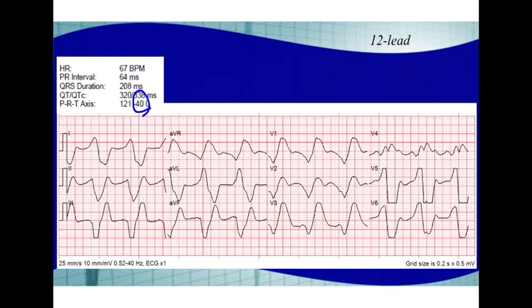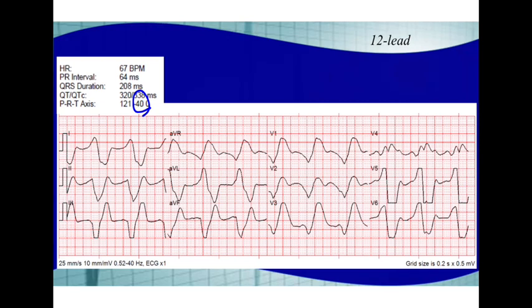Whenever you see a straight line from the nadir of the S wave, look at lead V3, to the peak of the T wave, if you see a straight line there, that's highly concerning and really pathognomonic of a certain condition that we're going to talk about here in a second.